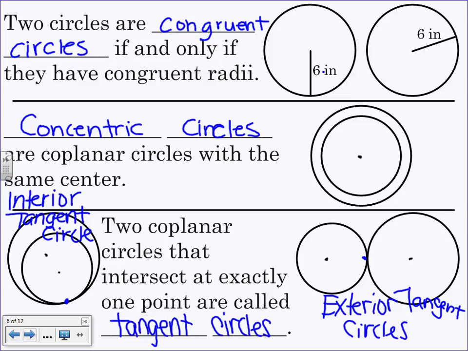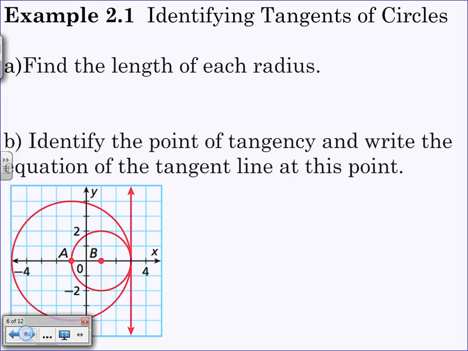Okay, and then that point where they meet, that's also still considered a point of tangency, because I could draw now a single line that touches both those circles in only one point. Same thing over here. I can draw one line that touches those circles in exactly one point. Point of tangency. We're going to use that here in the next problem.